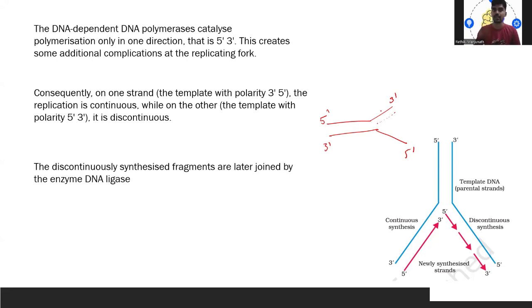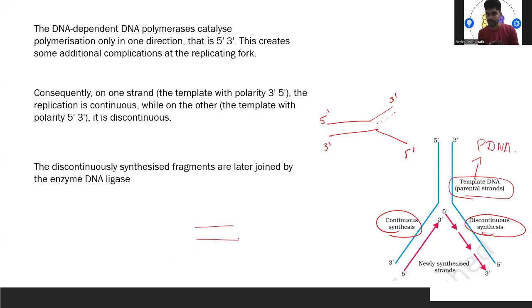This creates some additional complication at the replication fork. So you will be seeing two types here. One is continuous synthesis, and another one you are going to observe is discontinuous synthesis. As you can see, this is a template DNA. What do you mean by template DNA? It is nothing but parental DNA. So till now you have parental DNA. Okay.